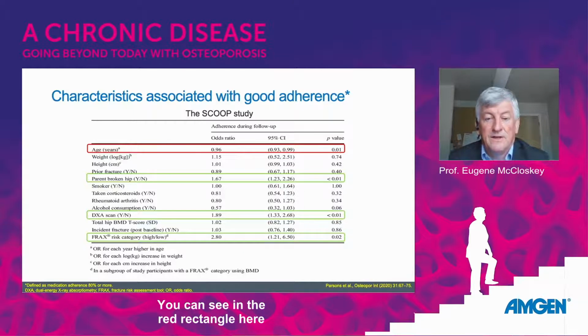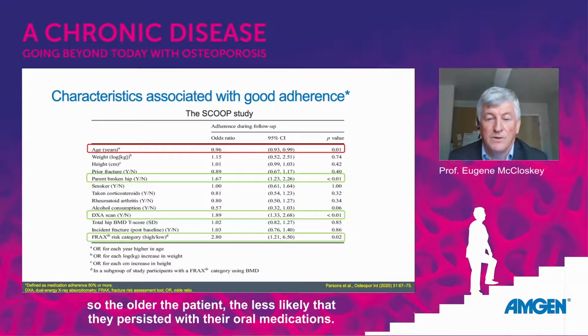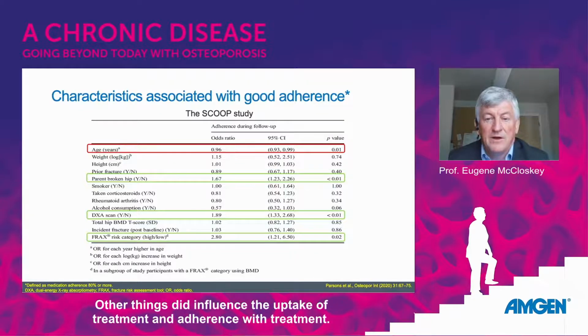You can see in the red rectangle here that age is a negative predictor of good adherence. So the older the patient, the less likely that they persist with their oral medications. Other things did influence the uptake of treatment and adherence with treatment.